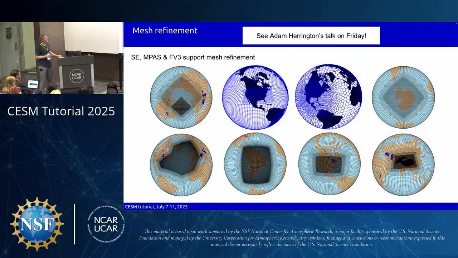of interest. We have the very famous CONUS grid, if you want to look at stuff going on over the continental US. Here's an example of what MPAS mesh refinement looks like. We have a grid over Antarctica, et cetera. Adam Harrington's going to talk more about that on Friday.